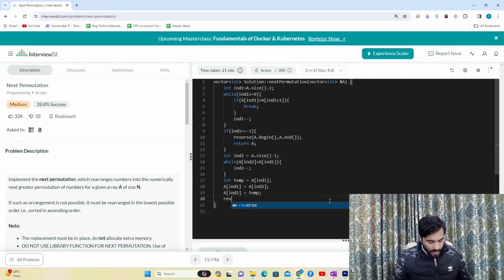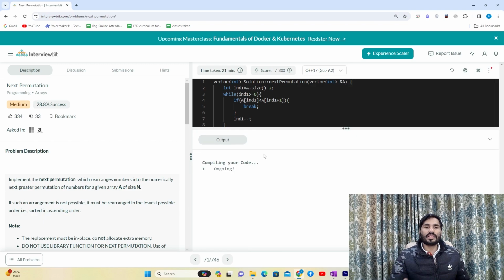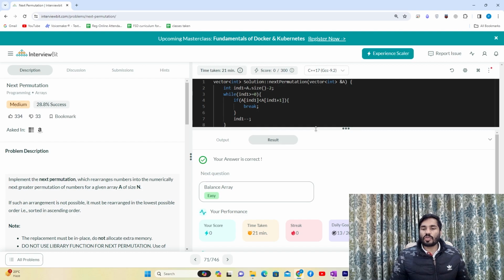Let's see how we can do that. So it's simply reverse a dot begin plus index 1 plus 1 till the very last index, a dot end. So we are reversing the whole thing and we are returning a as the answer. Let me run this and see if we are able to successfully pass all the test cases or not. Let me submit this now. Alright, so we have passed all the test cases.